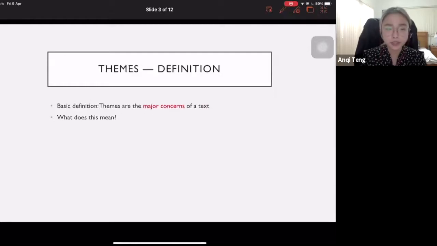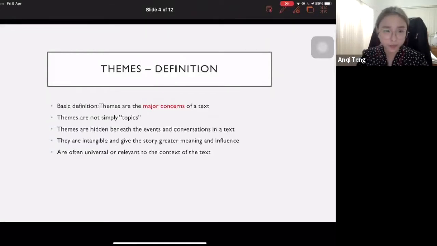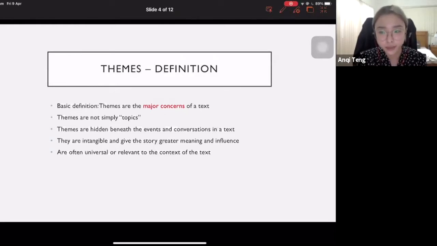All right, so the broad definition of a theme is a major concern of a text. But just saying the words major concern doesn't really mean much to us, right? A major concern can be anything. So to actually understand and analyze things, we have to think a little bit deeper than that. A better definition of a theme is that it's not just a topic. Themes are things that are hidden beneath the events and the conversations in a text. So I'm going to give you an example story, and we'll look at what is a theme and what is not a theme in that story.